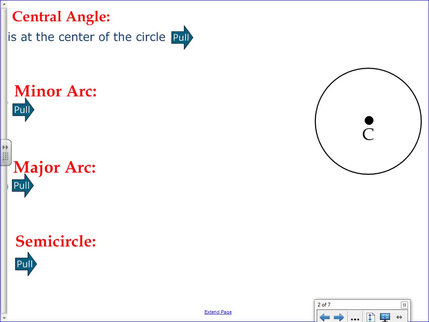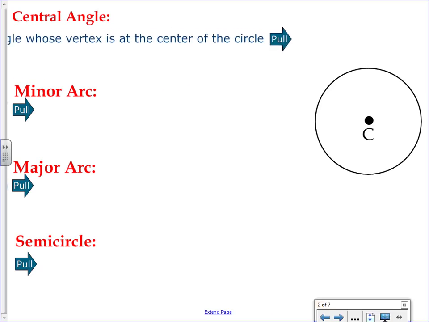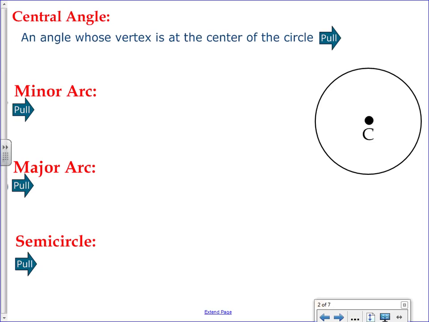For a central angle, it is an angle whose vertex is at the center of the circle. So feel free to pause this to write that down, but I'm going to go ahead and sketch out an example of a central angle.